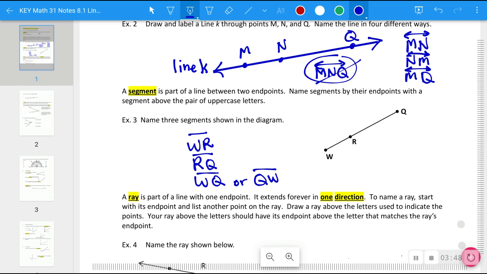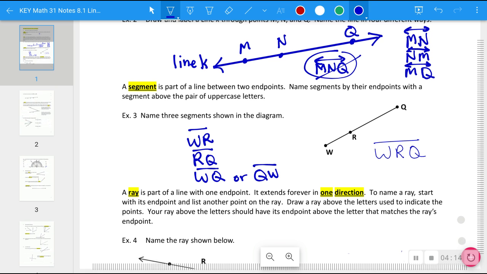Now, let me show you what you can't do. You can't use 3 letters here. So that long segment, let me highlight the one I'm looking at here. That segment right there, you wouldn't say segment WRQ with a segment bar above it. That would be the wrong way to do that one.